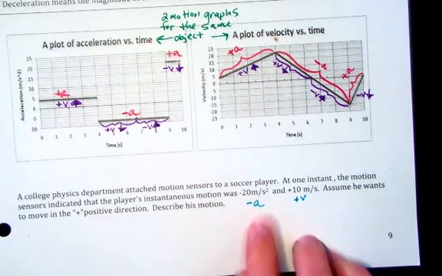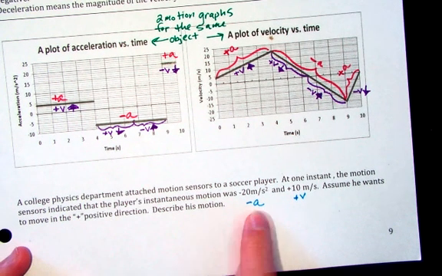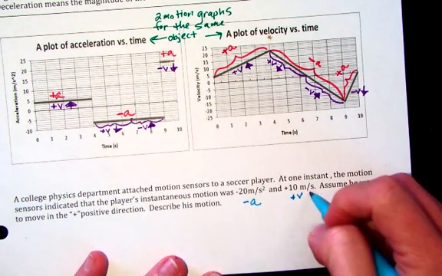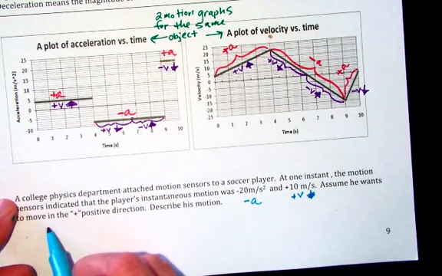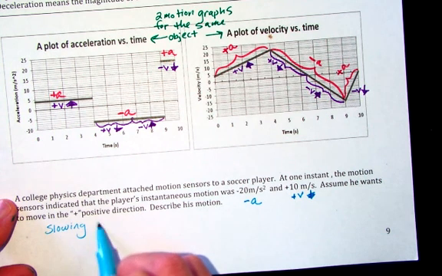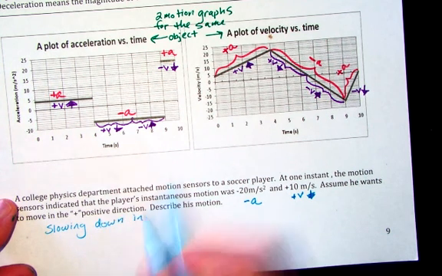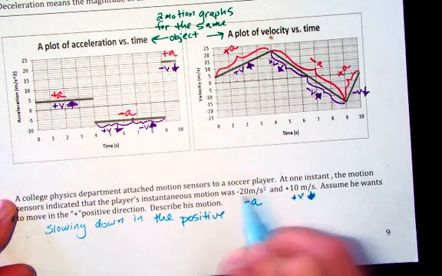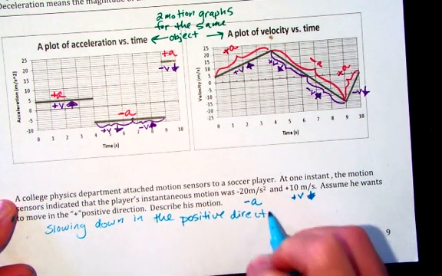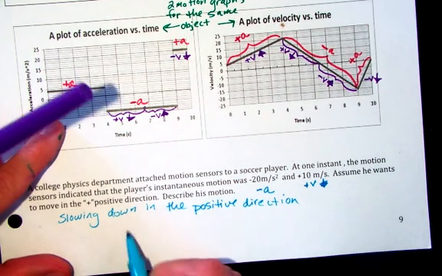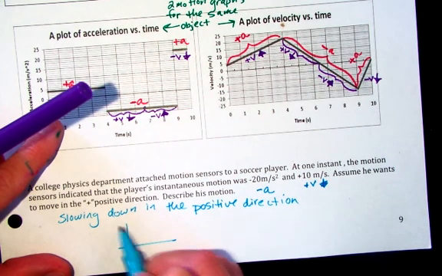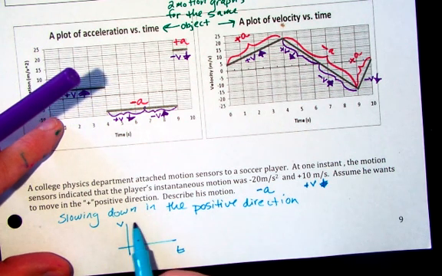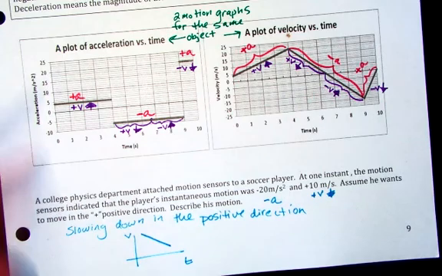So over here, if I have negative acceleration, if I have positive velocity, I have to be slowing down. So what this means is that he is slowing down in the positive direction. That's what these two pieces of information tell me. Slowing down in the positive direction. So if we were looking at the graphs, this would be a V, this would be a T, right? Then he's positive, but he's slowing down. So that's what it would look like.